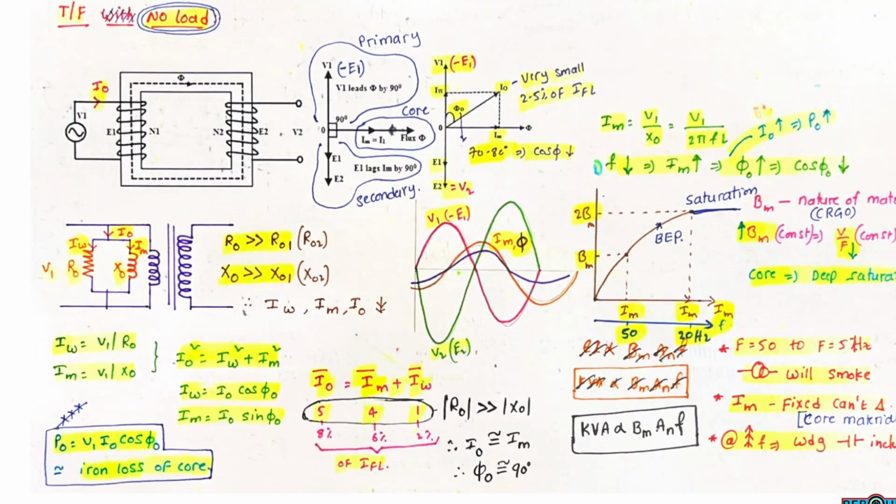The transformer is connected to supply voltage, but the secondary is left open. That means the secondary is not connected to load. This is the case when the transformer is on no load condition.